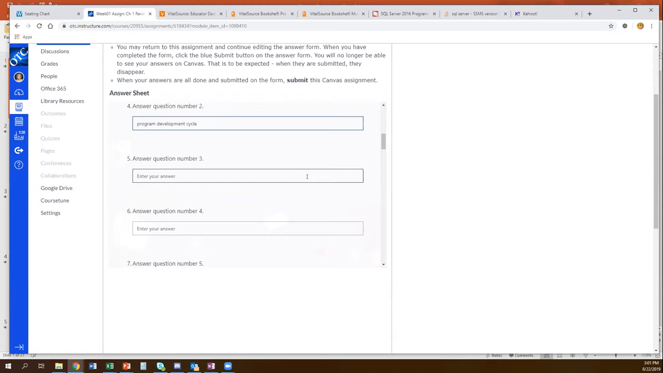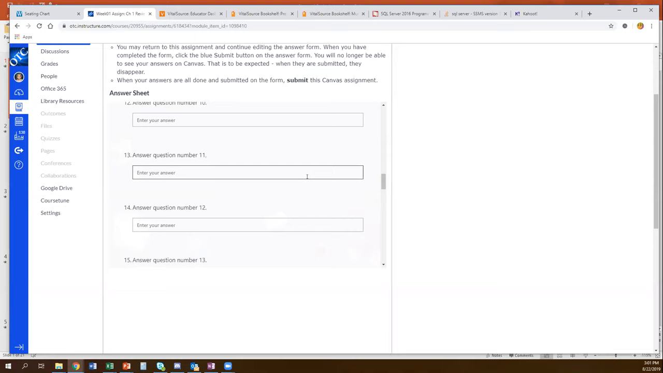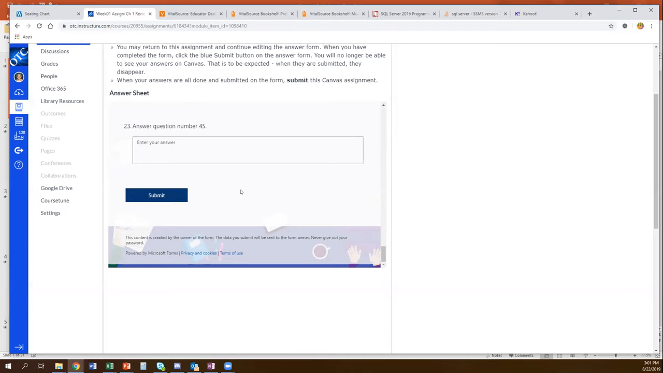Once you've got every question answered, you're going to come to the very bottom and click Submit. You should get an email telling you that it got submitted. So save that email so that if you get worried about it, you can go back and look. Because it's not going to handle it very well in Canvas. This is kind of a weird way of doing it.